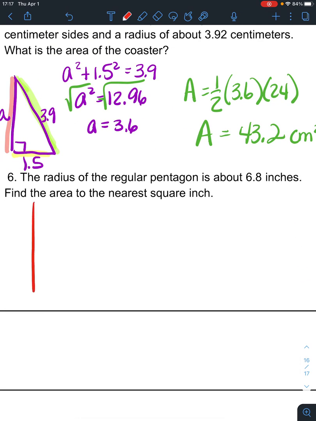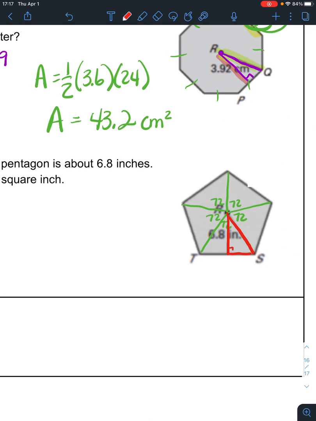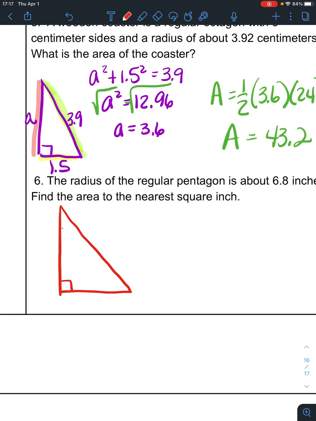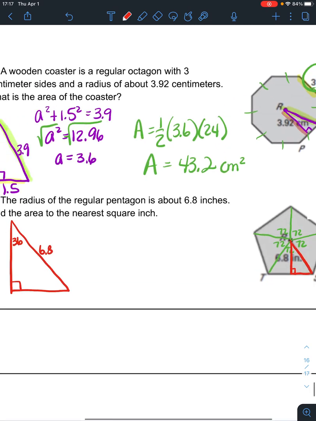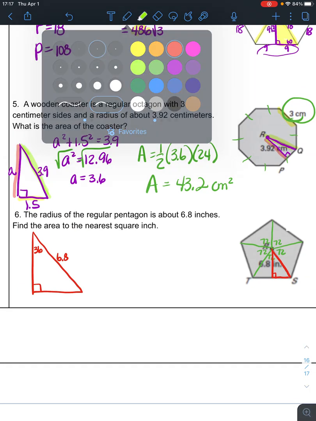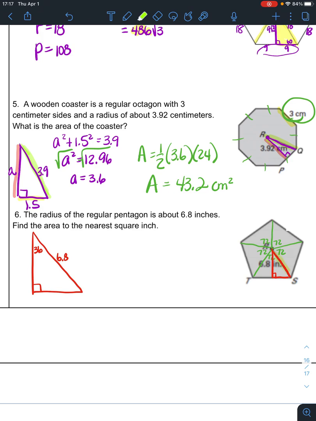So here's what I want to do so you can see it bigger. I'm going to take that little red triangle, come over here and make it a little bit bigger. So what happened when I drew that apothem in, I cut that 72-degree angle in half. So that means this angle is 36 degrees. The radius was 6.8, so I can put that there, right? That is this piece. This piece matches this piece. I just drew it over to the side so you could see it a little bit bigger.